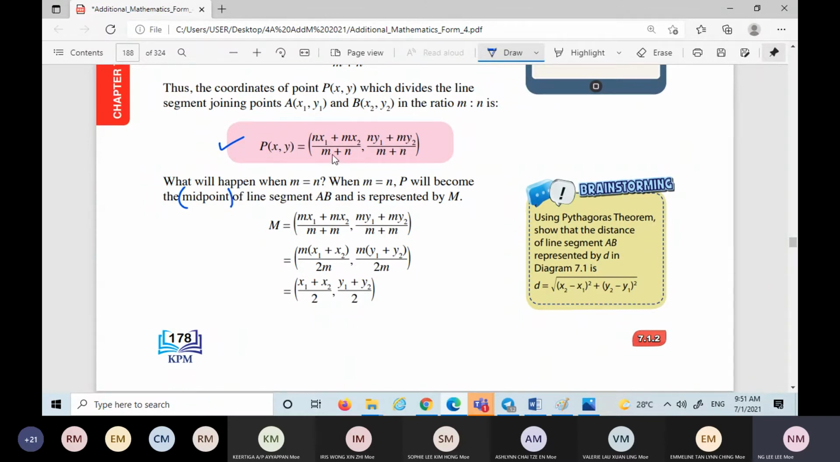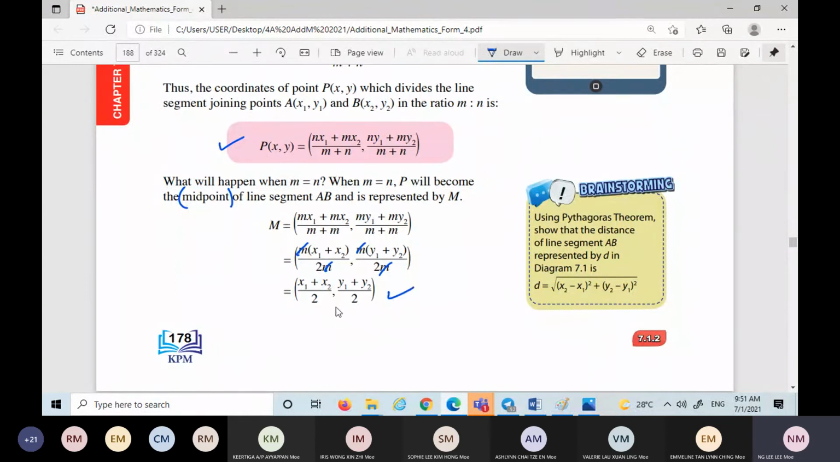Okay, so if that is midpoint, it means your m is equal to n, no? So you let the n be the m. You see the m plus n is 2m, and then the m and m here can cut. So you end with this formula. Same thing, this formula will not be given.